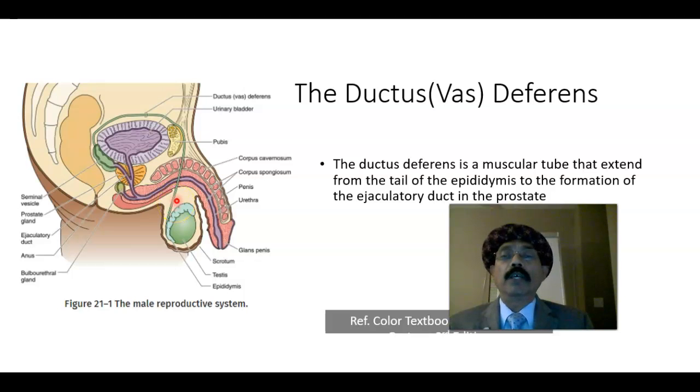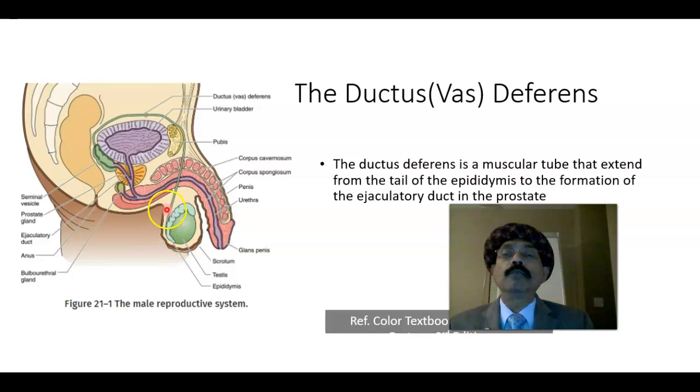It enters the abdomen through the inguinal canal, through the superficial inguinal ring and deep inguinal ring. Then it goes to the posterior part of the bladder and enters the prostate. It is dilated to form the ampulla of the vas deferens, and it unites with the duct of the seminal vesicle. Then there will be formation of the ejaculatory duct that opens into the prostatic part of the urethra.